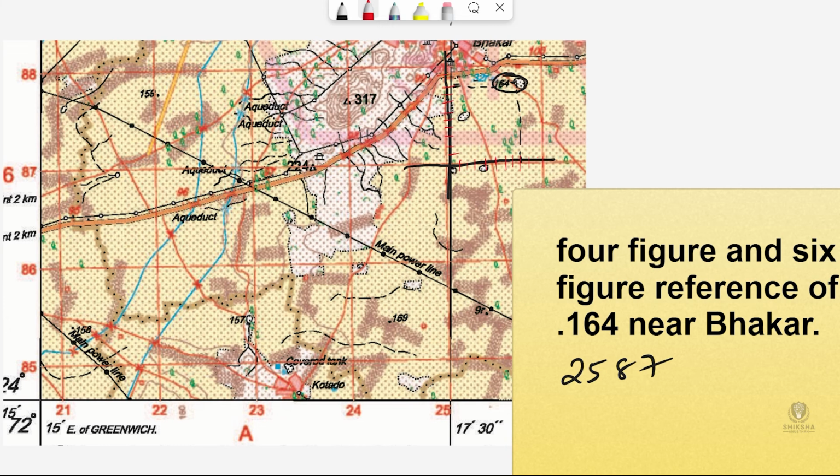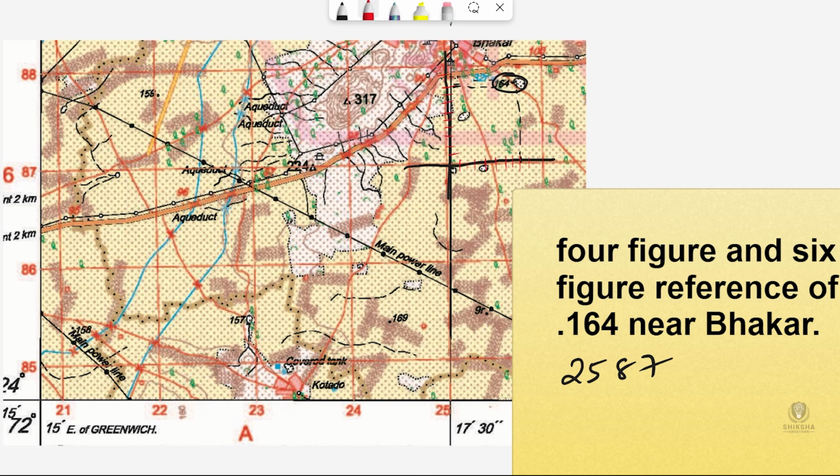I'm doing it roughly. You can use a scale for better measurements. Just to make you understand, I'm doing it roughly. In exams, it is advised to use a scale to get the perfect measurement to make it 10 divisions.